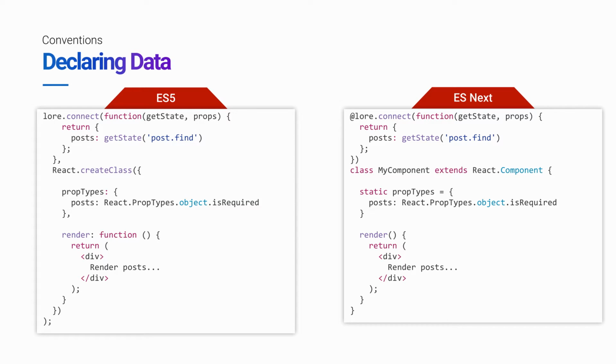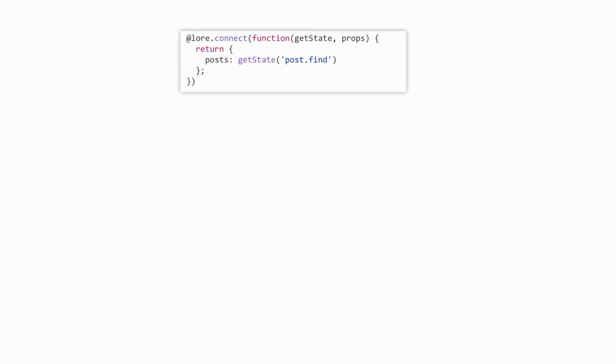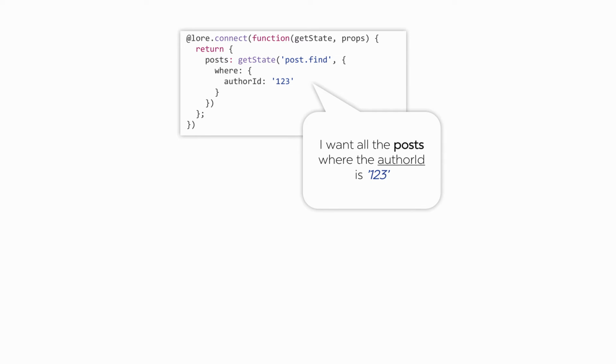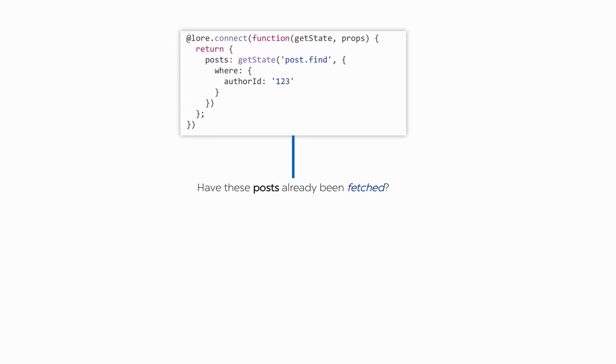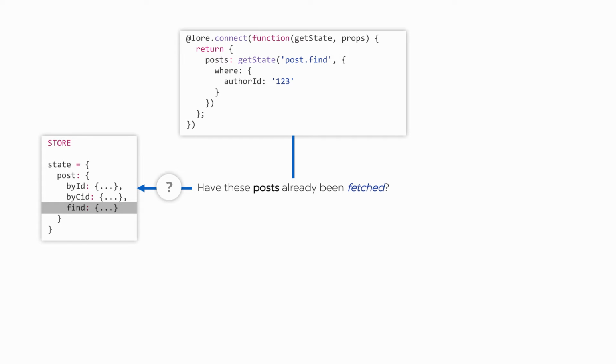To explain why and what this decorator does, let's dig into the ESNext version as it's a little prettier to look at. And we're also going to make our decorator a little more complex by adding a filter clause. So this expression declares I want the post where the author ID is 123. The first thing this decorator does is look to see if the posts have already been fetched. So it's going to look in the store and see if there's any data there that would represent the result of this query. If there is, it will get the data from the store and pass it to the component through props.